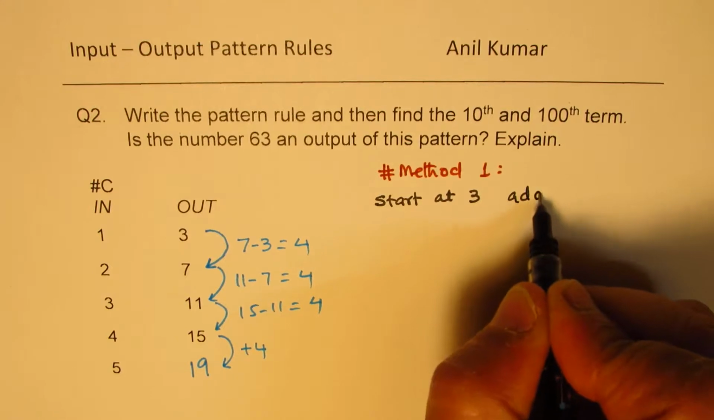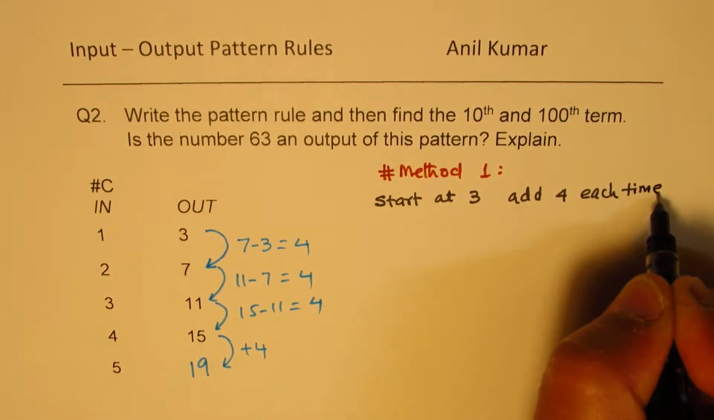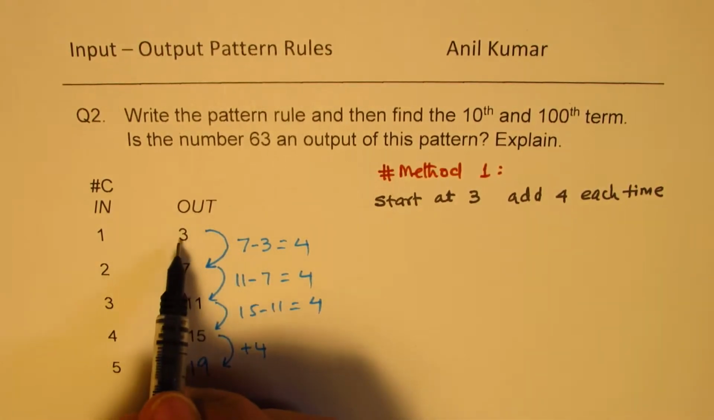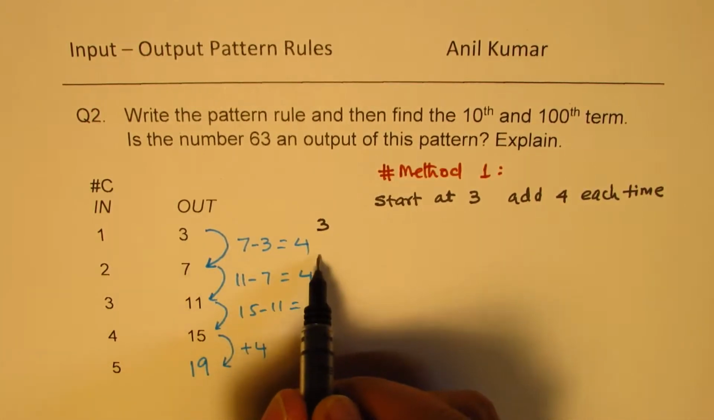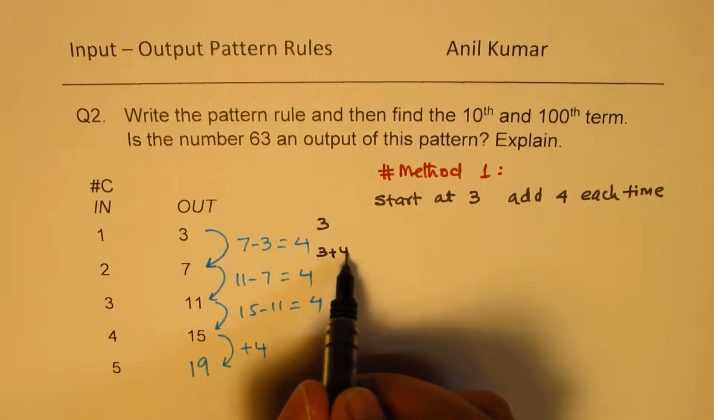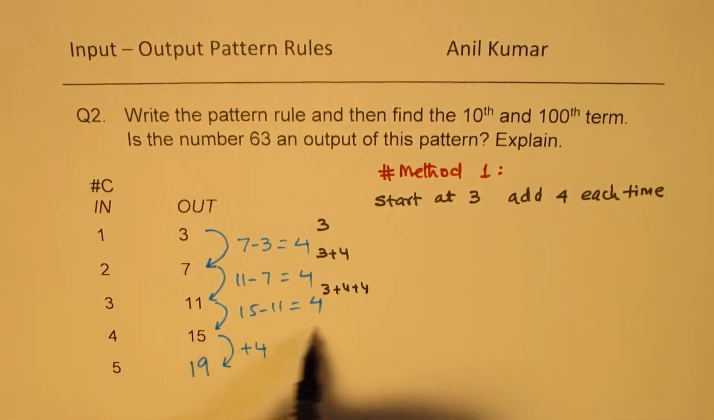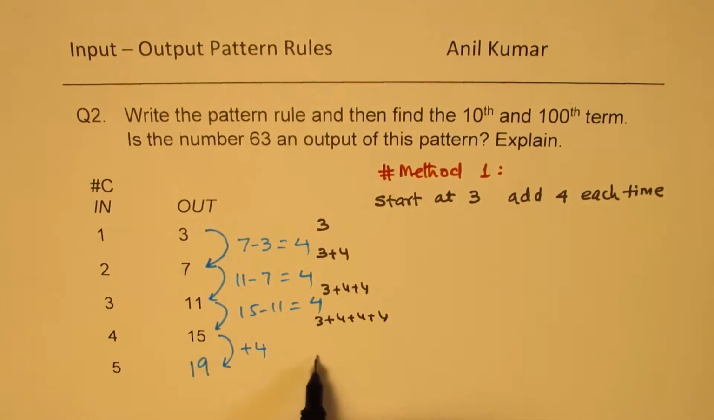And then you add 4 each time. So when you start at 3, you are adding to 3, right? So you can say this number is just 3, right? The next number is 3 plus 4, and 11 is 3 plus 4 plus 4, and then 15 is 3 plus 4 plus 4 plus 4, and then next you add one more 4 to it, correct? And likewise, it moves on.